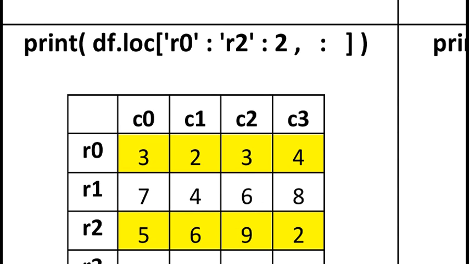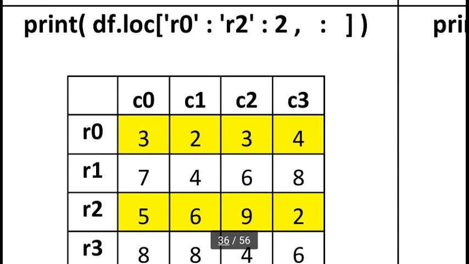So it includes the stop index, so 7, 4, 6, 8, 5, 6, 9, 2. But here I mention colon 2, so it skips the r1 row. 7, 4, 6, 8 is not included in the result, because here I am using colon 2. By default step is 1, so it includes all the rows. But here I am using 2, meaning include the first row, then skip the second row, then include the third row.